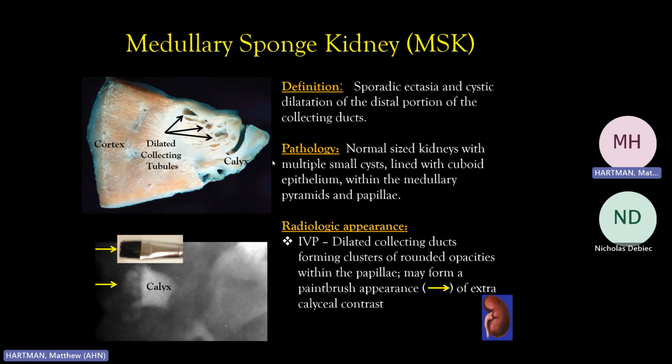Medullary sponge kidney. I think of this as tubular ectasia. The renal tubules are more dilated than normally. We can actually see them on the gross specimen here. And when we image it, you can actually see the tubules, which sort of look like the top of a paintbrush. This is called the paintbrush sign.